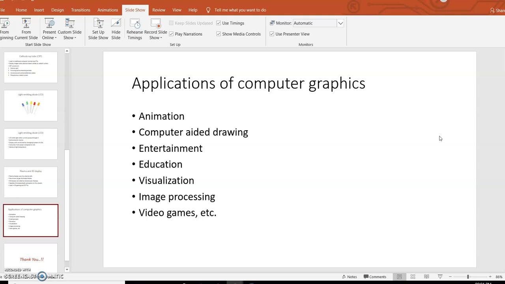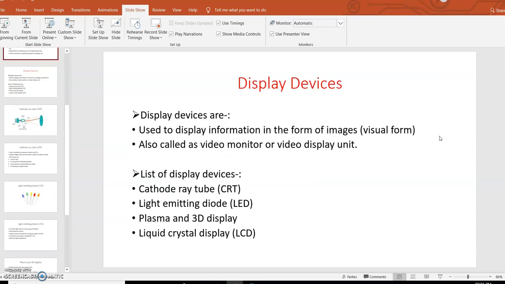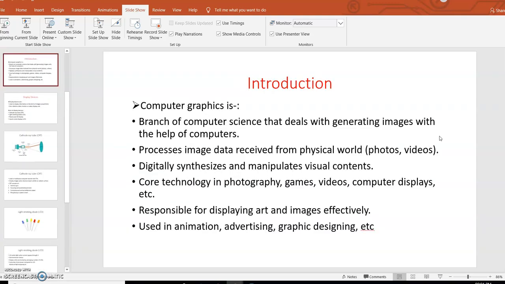Thank you, friends. We will just recall the things regarding your first PPT. We saw the introduction to computer graphics, and we discussed the definition. I will just go back. Computer graphics is a branch of computer science, the generation of images with the help of computers. It captures data from the real world, and different algorithms and transformations are applied on the images and videos to generate the end product.